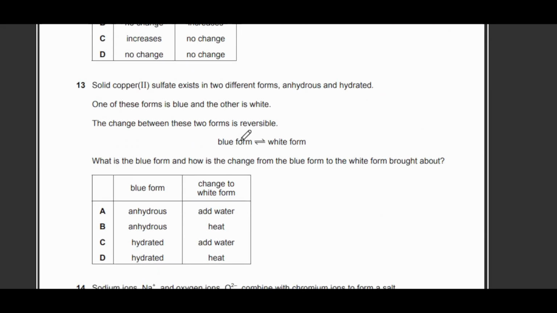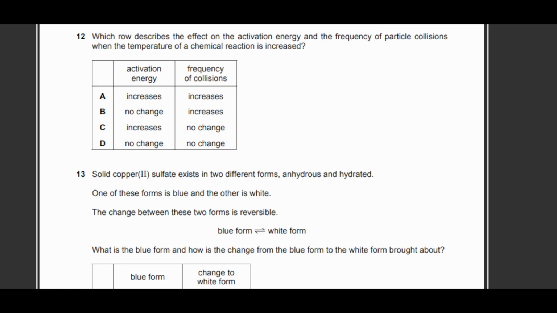Okay, question 12. Which role describes the effect on the activation energy and the frequency of particle collisions when the temperature of a chemical reaction is increased? So this one is about rates of reaction, right? So you need to know what temperature changes. Temperature increases a particle's energy, therefore they will move faster and they will collide more frequently.